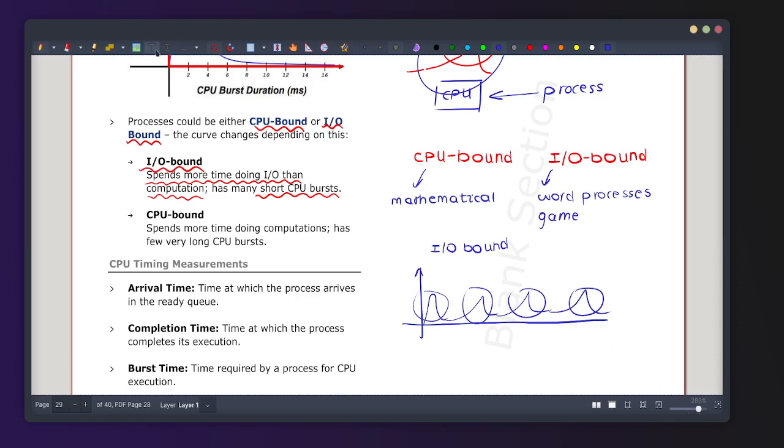Why do you think is the reason for this? Because as soon as a process comes into the CPU, it can only do little computation before it has to be sent to the blocked queue waiting for some input output.